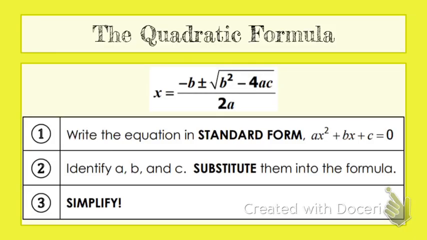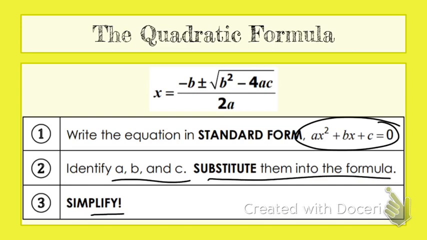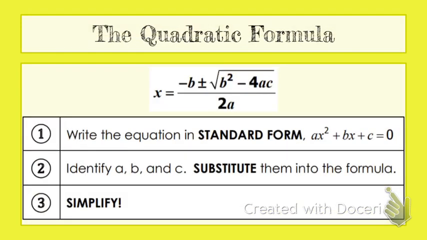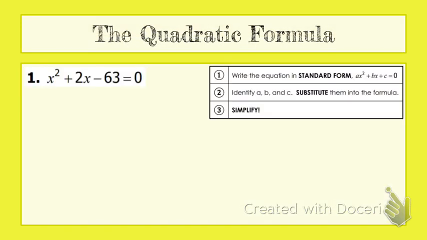Now that you have been thoroughly annoyed by the tune of that song, and you'll have it stuck in your head for 3 days, which is the goal, we're going to learn how to use the quadratic formula. So first, the equation has to be in standard form. Then we're going to identify a, b, and c, substitute them in, and simplify. So it's really pretty simple. So let's look at an example.